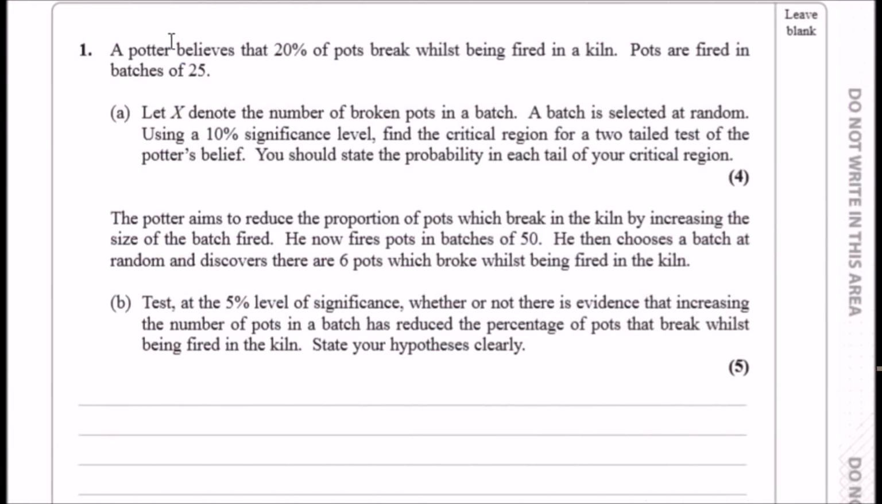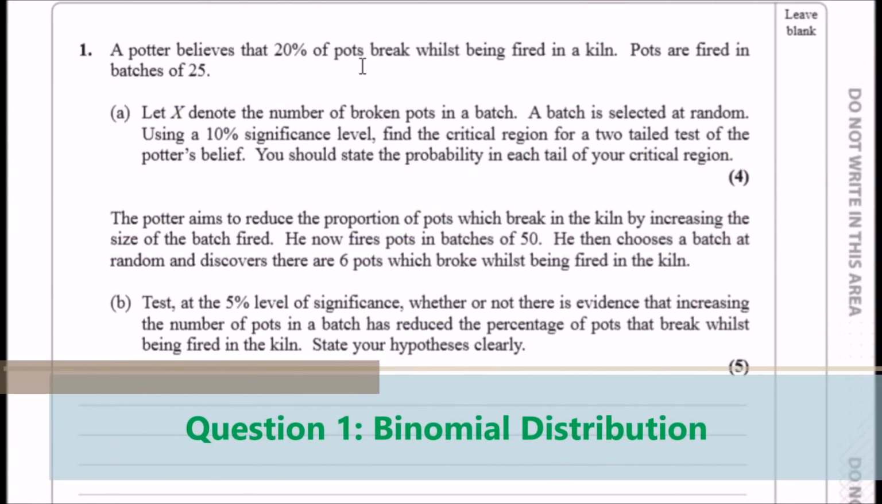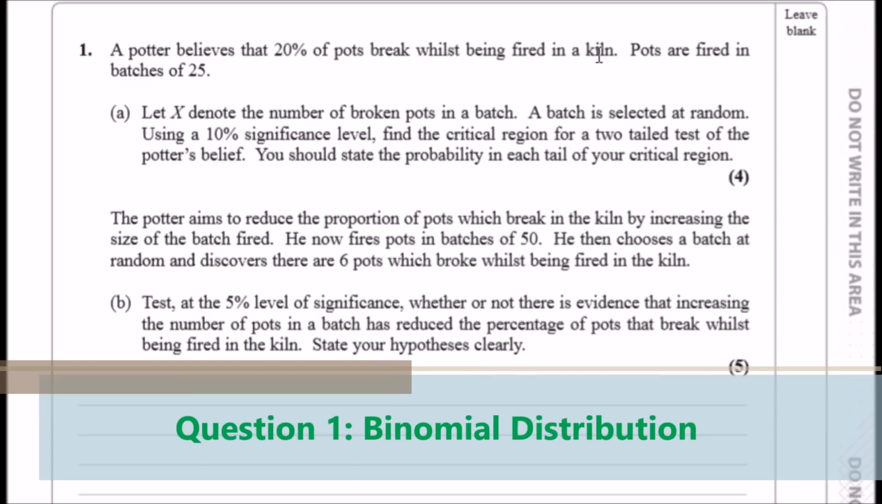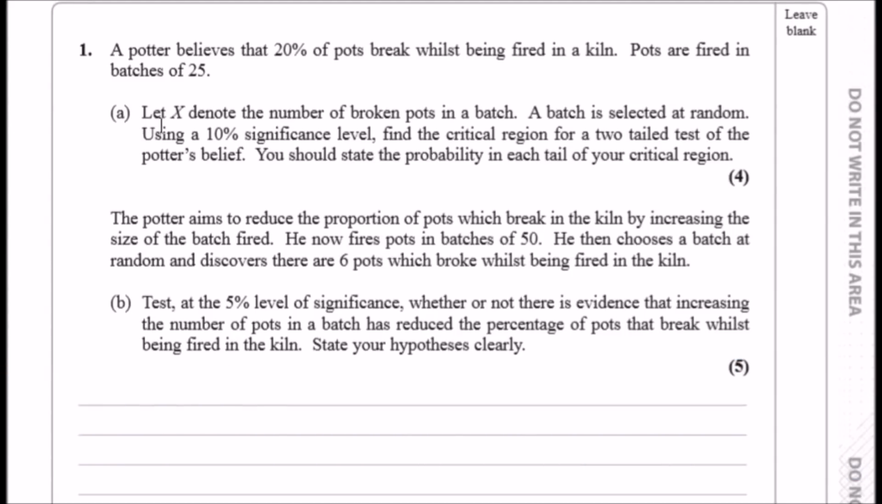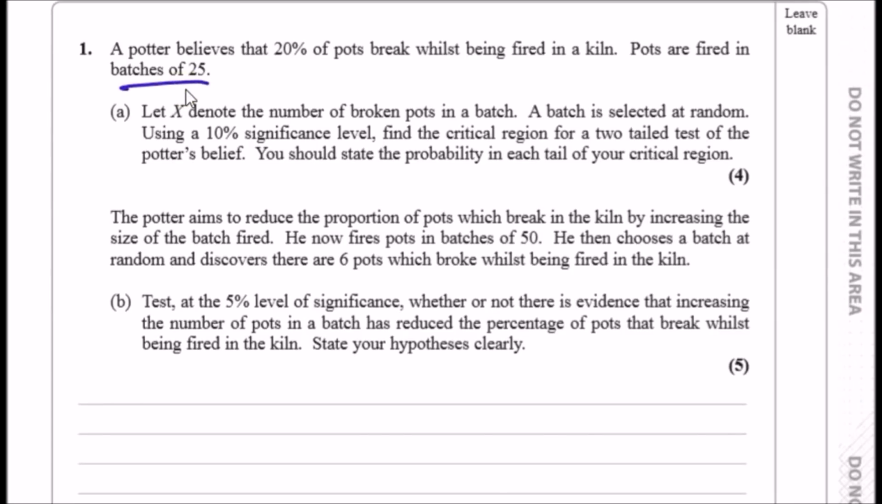A potter believes that 20% of pots break whilst being fired in a kiln. Pots are fired in batches of 25. Part A: let X denote the number of broken pots in a batch. Okay, so initially from the statement, we can assume that this is a binomial distribution.